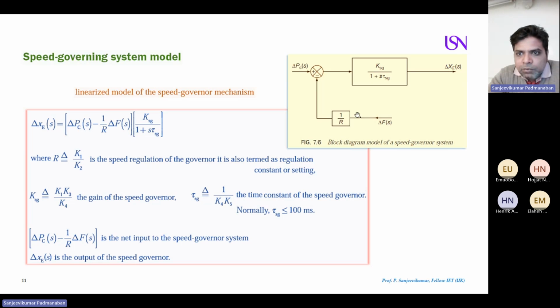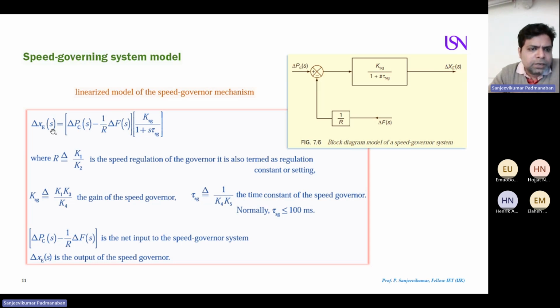So what I do, I get 1 by R. Look at the equation, 1 by R. Then I subtract. So I got this form. This was translated here. Then I want this block. I can use a block for representing KSG divided by 1 plus S into tau SG. And I get the output, which is delta XC of S.